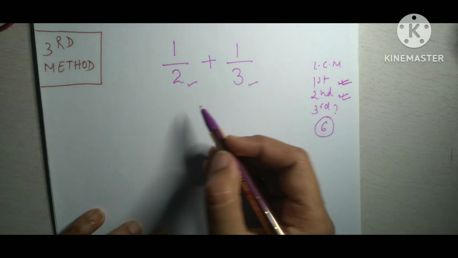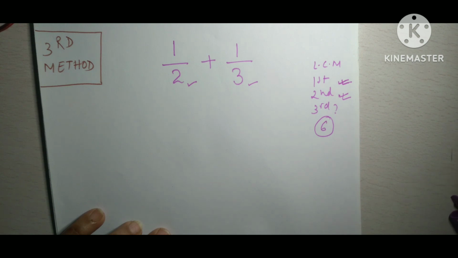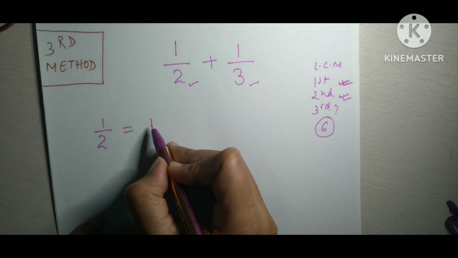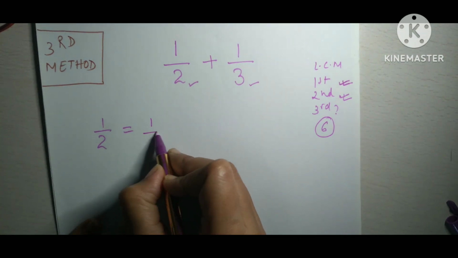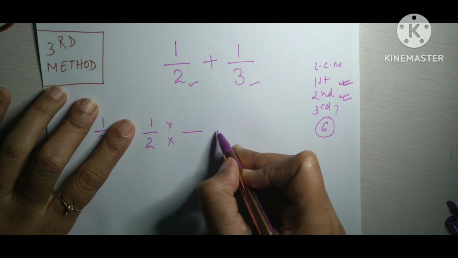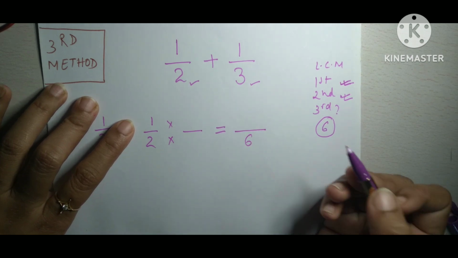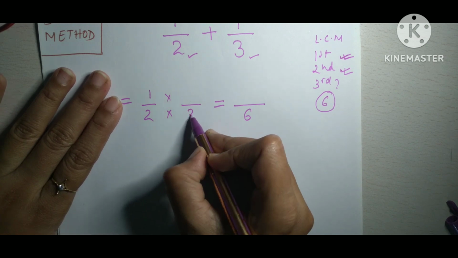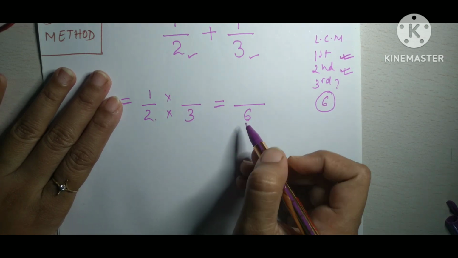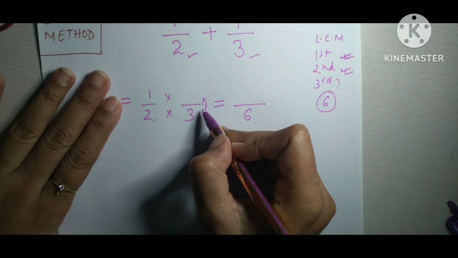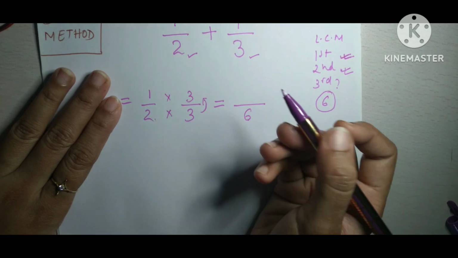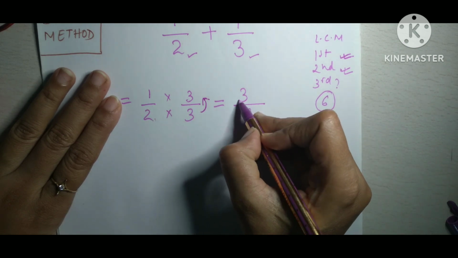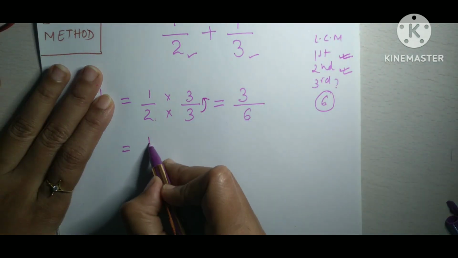2 3s are 6. So now what we can do? We have to express 1 by 2 in terms of 6. 1 by 2, this was the first fraction. So how much is 6 divided by 2? 3. Or 2 3s are 6. So we'll multiply the same number with the numerator as well. We'll shift the same number to the numerator part and multiply it. 3 ones are 3.